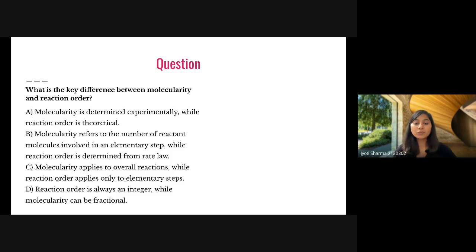So you must understand the difference between molecularity and reaction order. Molecularity is the number of reactant molecules involved in any elementary step, whereas reaction order is determined from the rate law. I will show you.